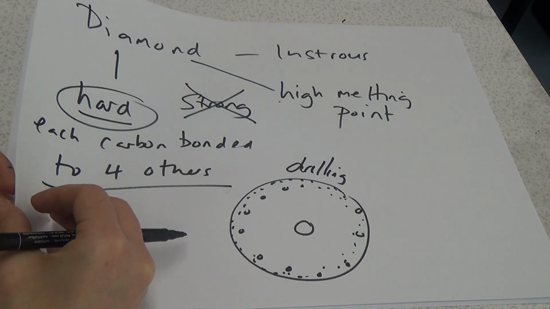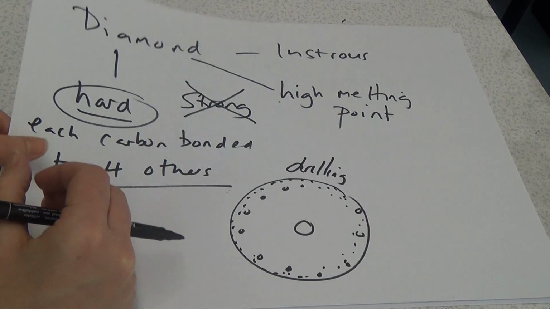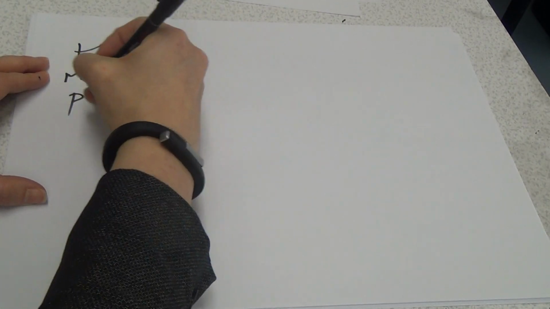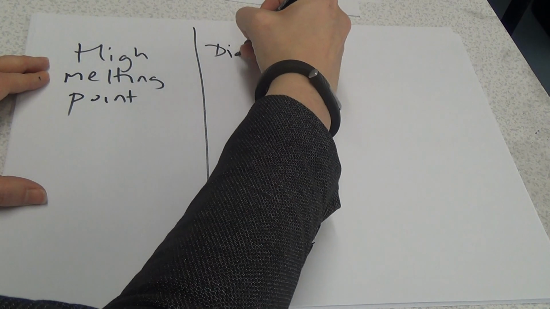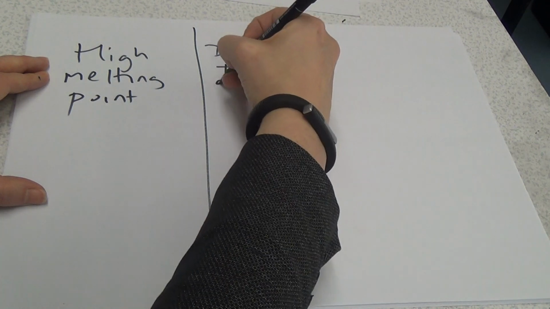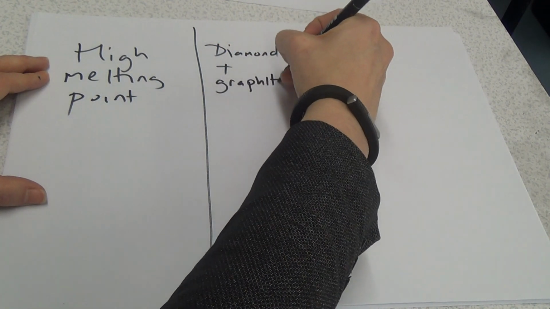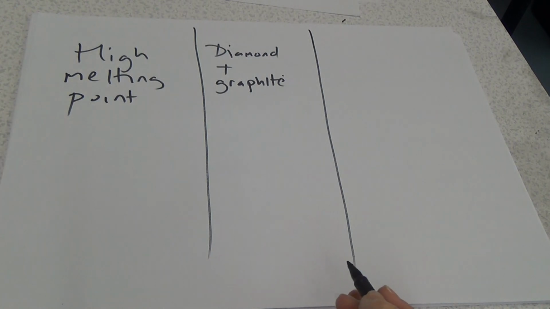Okay, so when we start to look at their properties and explaining their properties, this is where some of the key information comes from. Now, in terms of high melting point, this is something that you can use to talk about diamond and graphite. Okay, both of them have a high melting point. Okay, they are both well over 3,000 degrees Celsius. But why do they have a high melting point? Well, it's all to do with the covalent bonds.